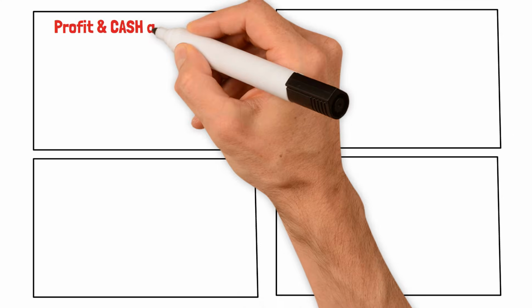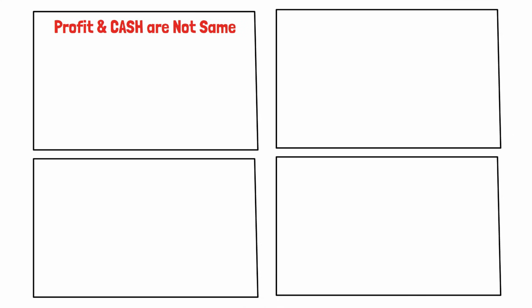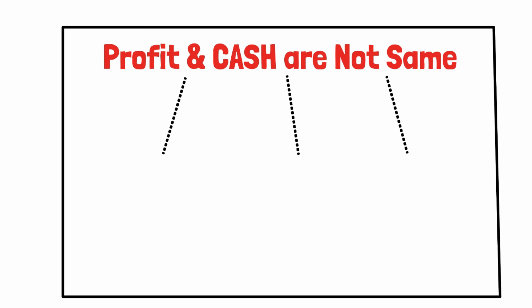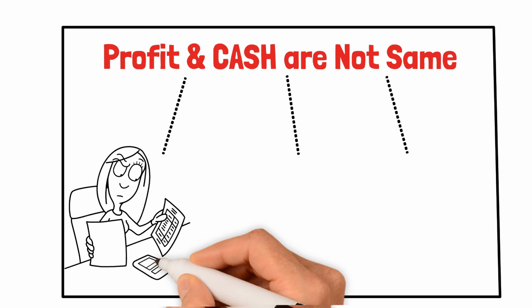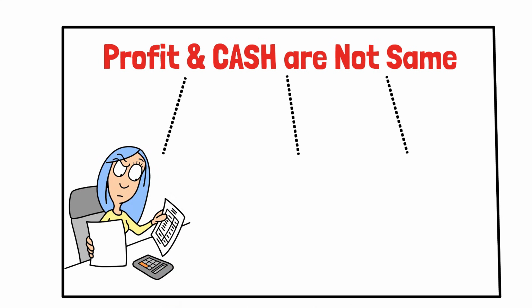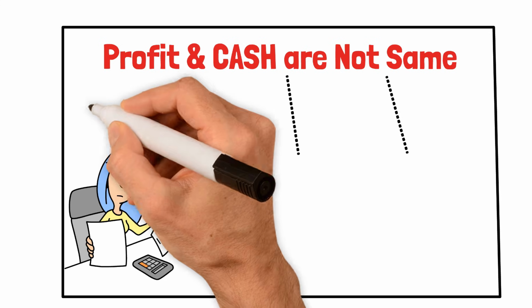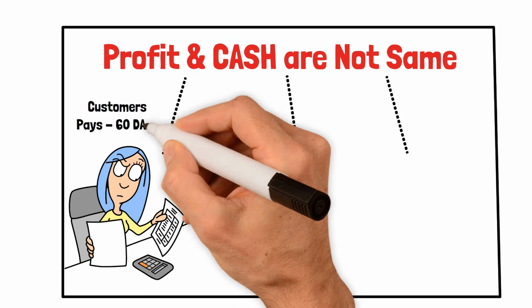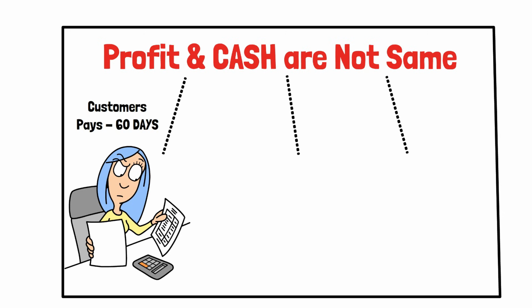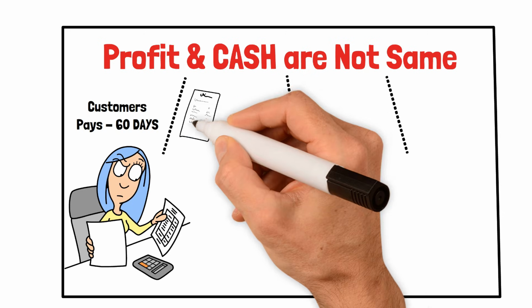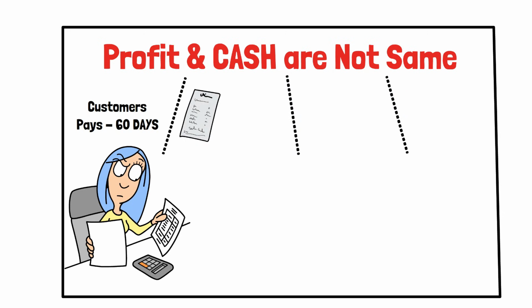The first step in fixing negative cash flow is understanding that profit and cash are not the same thing. Many business owners look at their income statement and see a profit, but their bank balance tells a different story. Cash flow is about timing. If customers pay you in 60 days, but you must pay rent, payroll, and suppliers in 30 days, you will experience pressure even if you are technically profitable.